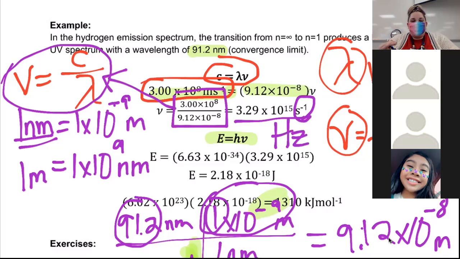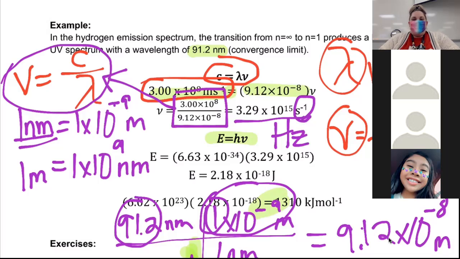The number doesn't change. So if I have 3.29 times 10 to the 15th inverse seconds, I still have 3.29 times 10 to the 15 hertz. It's just, they don't always like using the inverse units, so they came up with a new unit for frequency. But IB tends to use inverse seconds, because we know they like their inverse units.